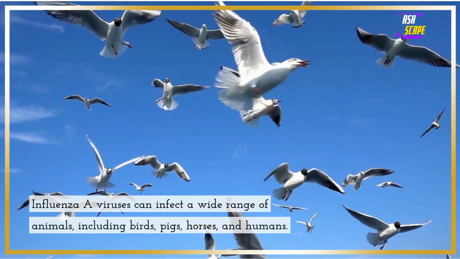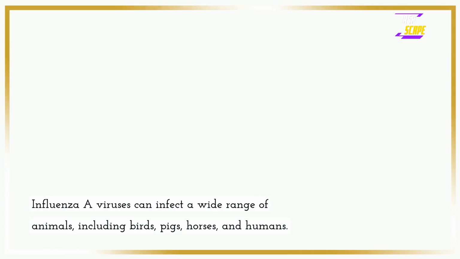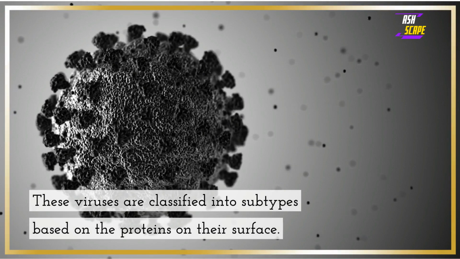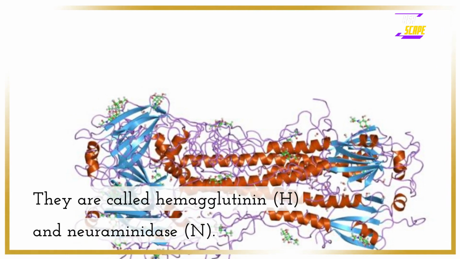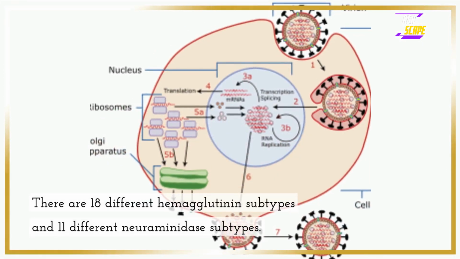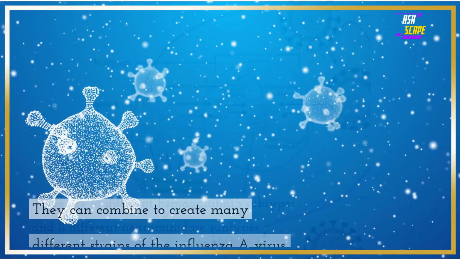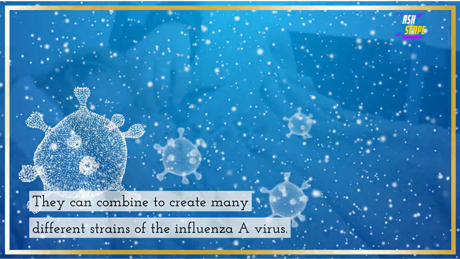Influenza viruses can infect a wide range of animals, including birds, pigs, horses, and humans. These viruses are classified into subtypes based on the proteins on their surface. They are called hemagglutinin, H, and neuraminidase, N. There are 18 different hemagglutinin subtypes and 11 different neuraminidase subtypes. They can combine to create many different strains of the influenza A virus.